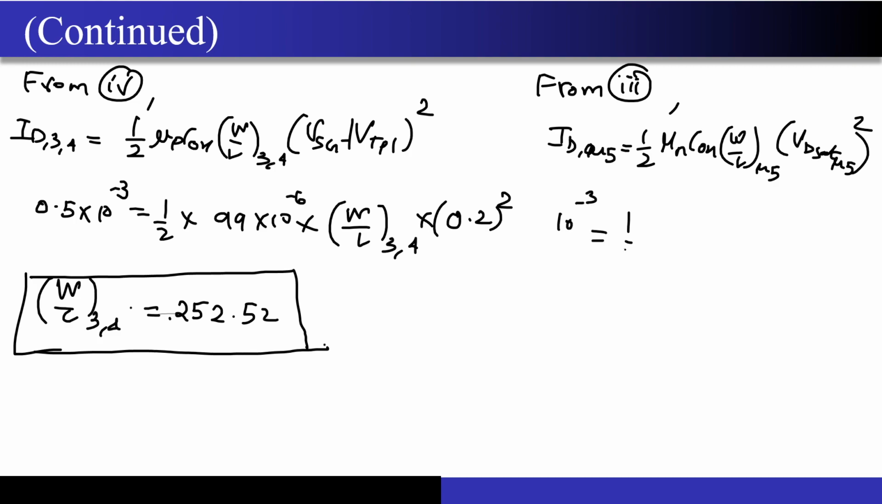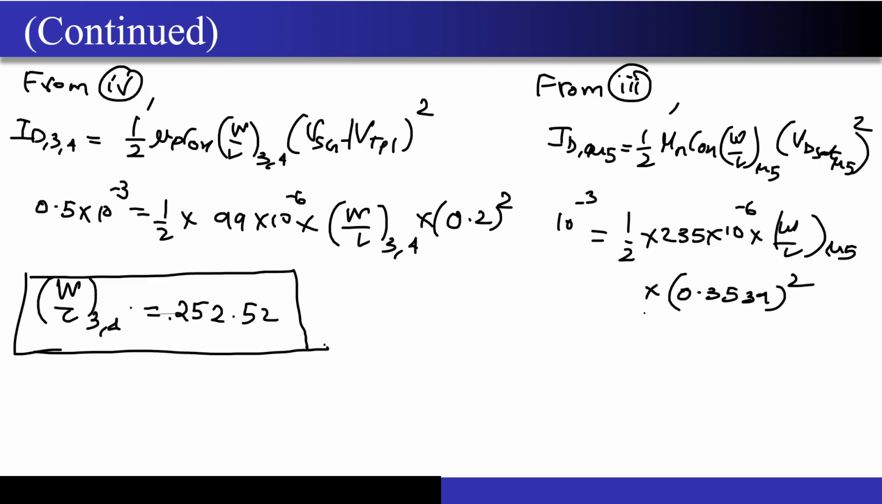This is half. Mu n Cox is 235 into 10 to the power minus 6. This is W by L ratio of M5 that I have to find into VD sat of M5. This is 0.3539 the whole square, correct? So the W by L ratio of M5 that you will be able to find will be close to around 67.95.